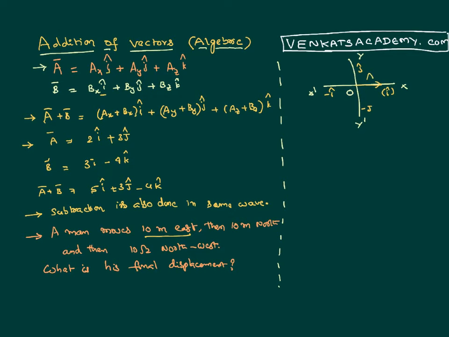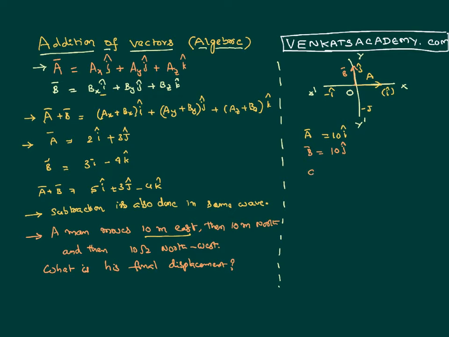This is the first vector, say A bar, 10 meter east. East is along the positive x-axis, so I will call it 10 i cap. Then he has moved in another direction, 10 meter north. He is going like this. This is his B. I am taking it from the origin so that we know the directions, because anyway I am not solving based on the graphical method. So I would like to say B bar is 10, north is the positive y-axis, plus j.